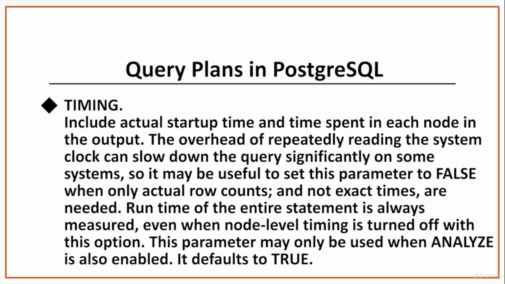Timing. Include actual startup time and time spent in each node in the output. The overhead of repeatedly reading the system clock can slow down the query significantly on some systems, so it may be useful to set this parameter to false when only actual row counts and not exact times are needed. Runtime of the entire statement is always measured, even when node-level timing is turned off with this option. This parameter may only be used when analyze is also enabled. It defaults to true.